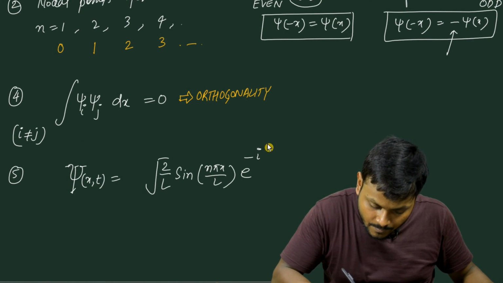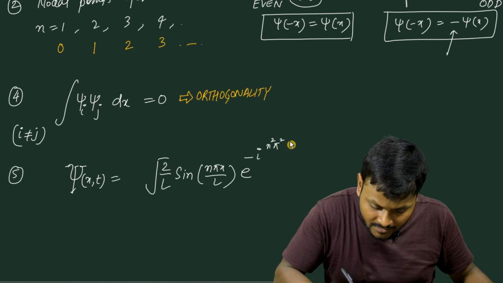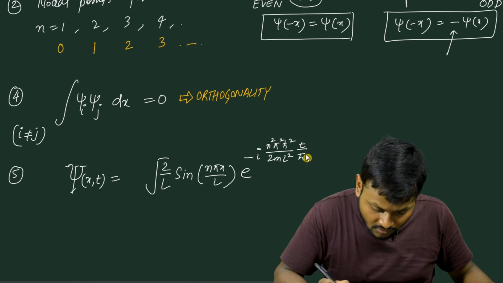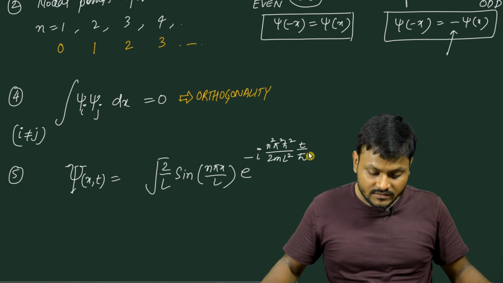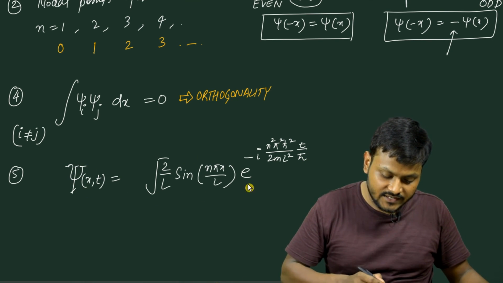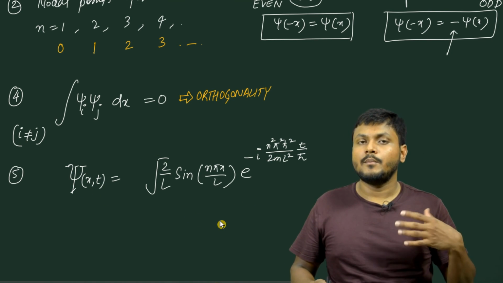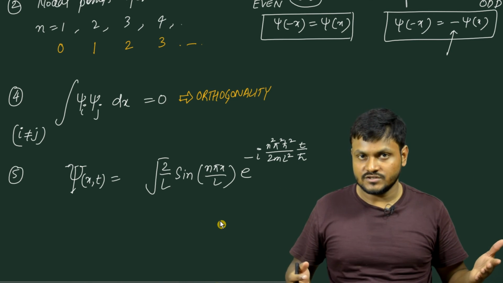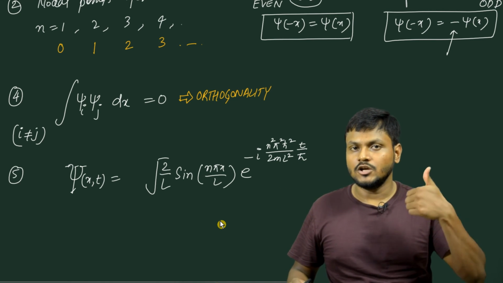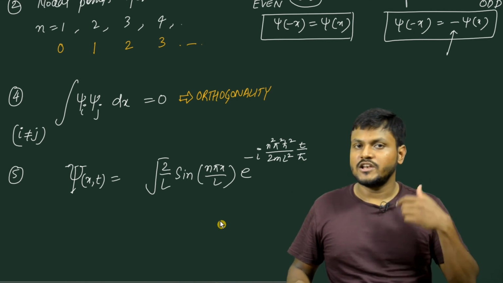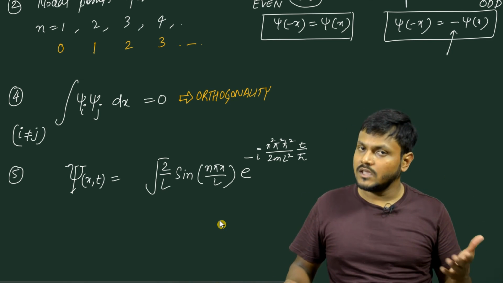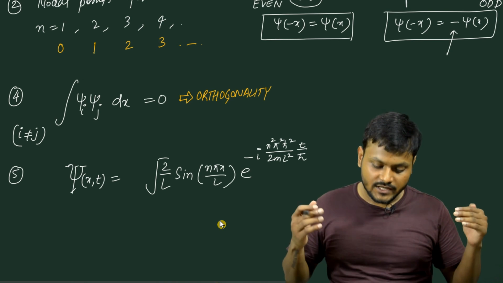So I can write n square pi square h cross square by 2m capital L square, E t upon h cross. So now this entire expression contains all the information about all the infinite possible wave function solutions. So there is a wave function corresponding to n is equal to 1, there is another wave function corresponding to n is equal to 2, another corresponding to n is equal to 3, and they are all distinguished by different energy levels.